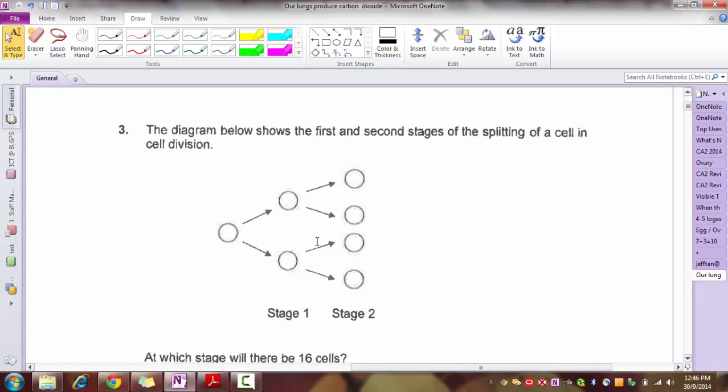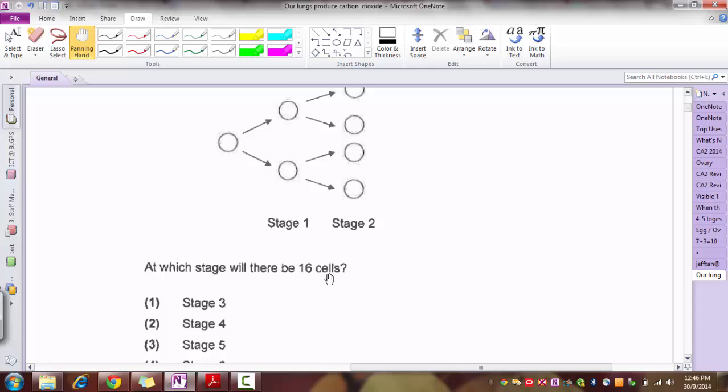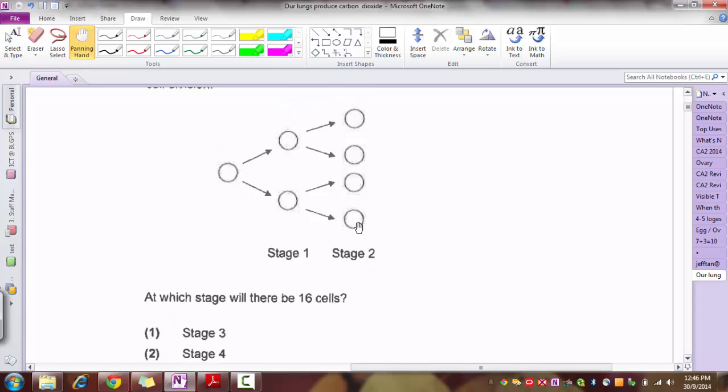Right. Let's look at question 3. The diagram below shows the first and second stages of a splitting of a cell in cell division. At which stage will there be 16 cells? If you look here, at this stage I have 1, 2, 3, 4. Now the concept of splitting is that each cell will split into 2. So this will split, and this will split, and this will split. So this is stage 3.